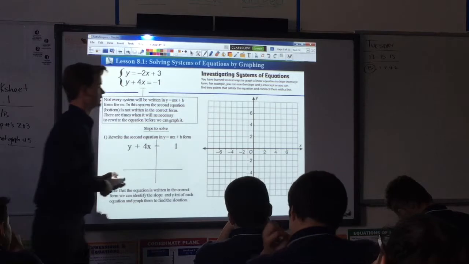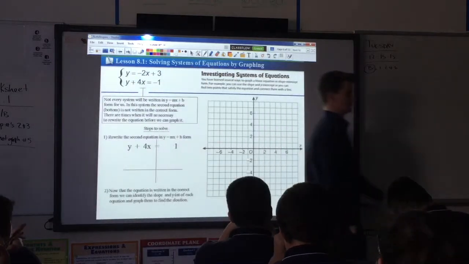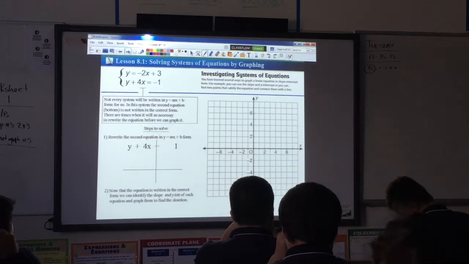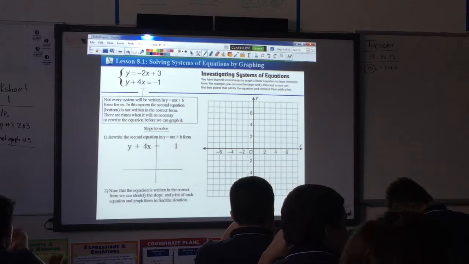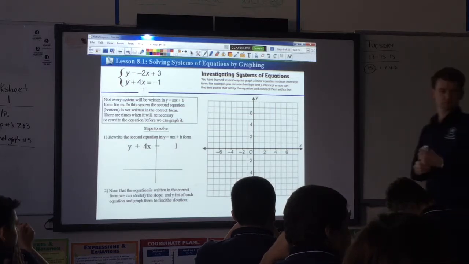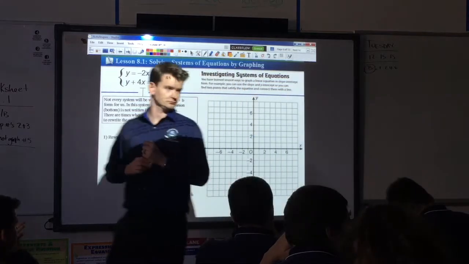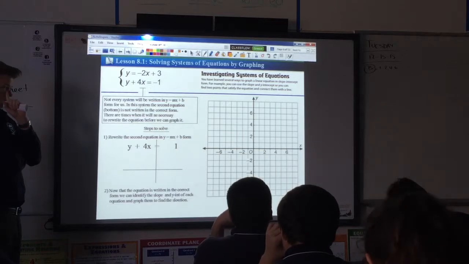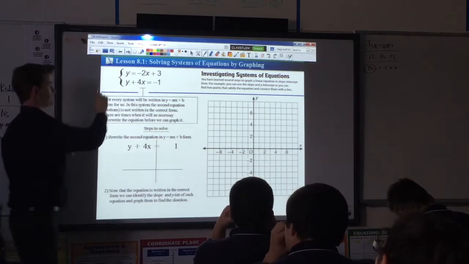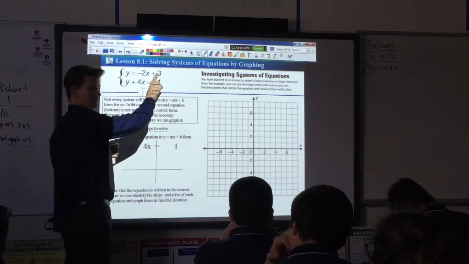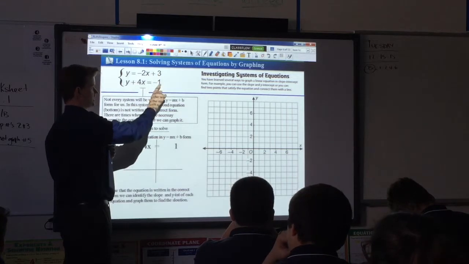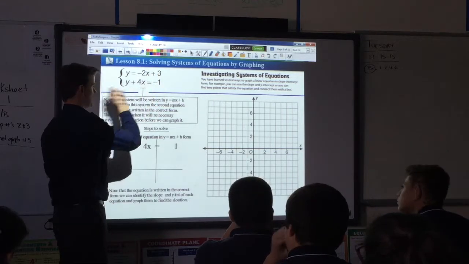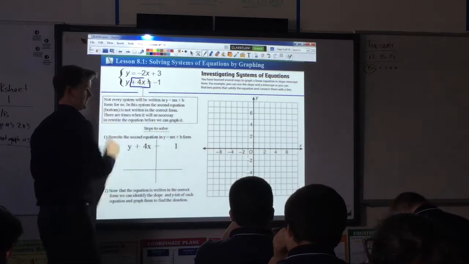Jennifer, what's different here between this one and the one we just solved? The y-intercept. Oh, there's the y has plus 4x. Yeah. This first equation is in slope-intercept, yes or no? Yes. What about the second equation, guys? Is that in slope-intercept? No. No, it's not. I cannot have the x on this side.